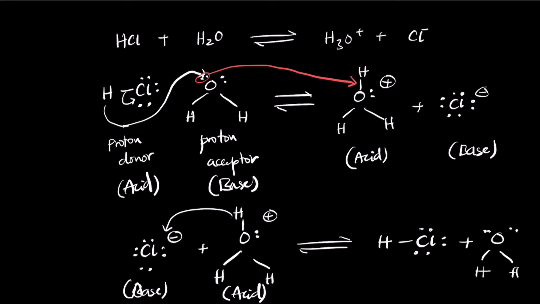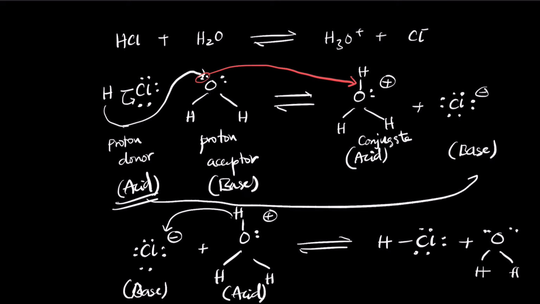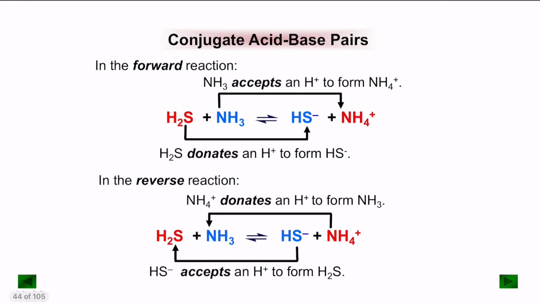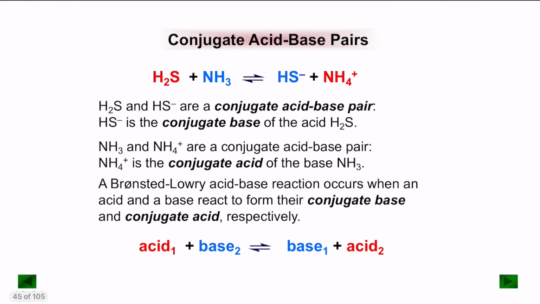So how do you understand this in reverse reaction? These are what we call conjugate acid-base pairs. So this here is called the conjugate acid. So an acid, when it donates its proton, becomes a base. So that base is called the conjugate base. And a base, when it accepts the proton, becomes an acid, also called the conjugate acid. So in the forward reaction, one becomes the acid. In the reverse reaction, the same compound becomes the base. So these are what we call conjugate acid-base pairs.